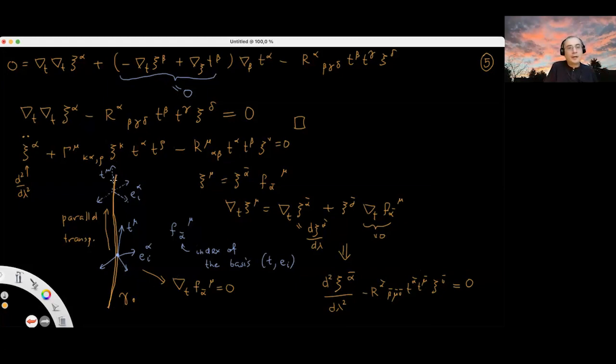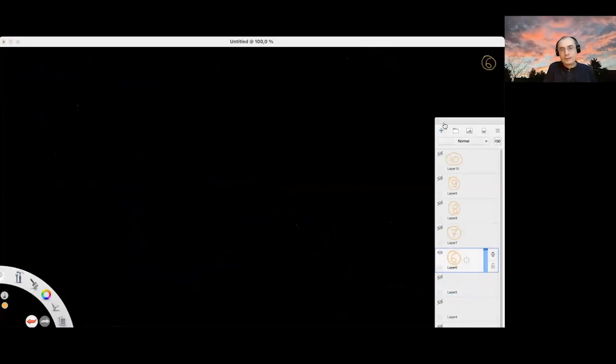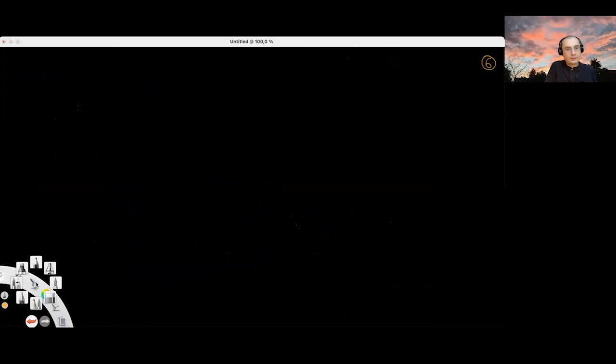Of course, if we're dealing with a time-like curve, we can take t alpha to be simply the four velocity of our observer, and lambda in this case is simply equal to the proper time as measured by the central observer. And in this case, things get even simpler. We can write everything down in the following way. So now our frame is u alpha, e I alpha. This corresponds to f zero, this corresponds to f I. We've got d squared psi alpha over d lambda squared.